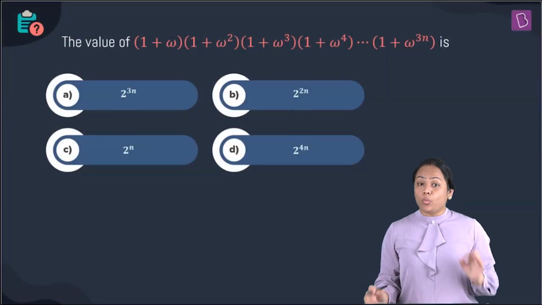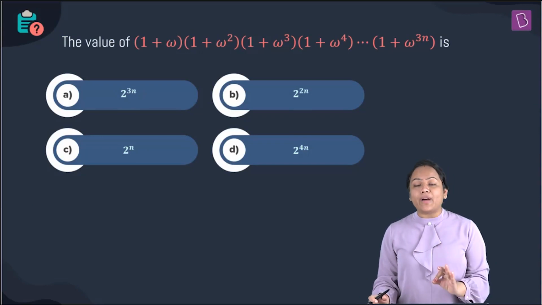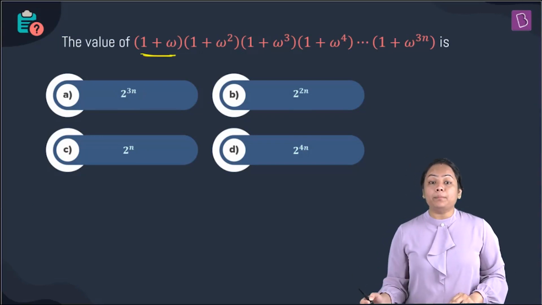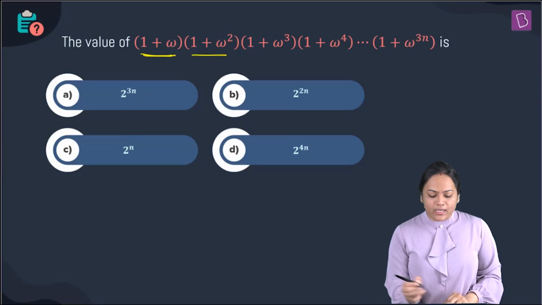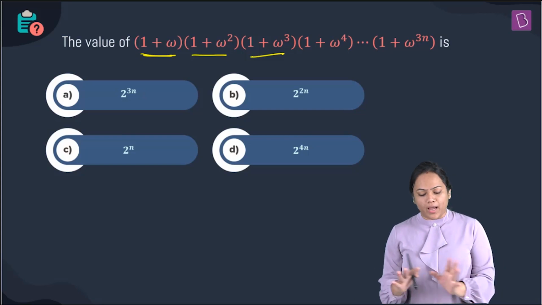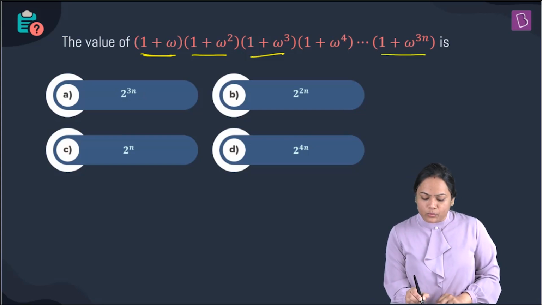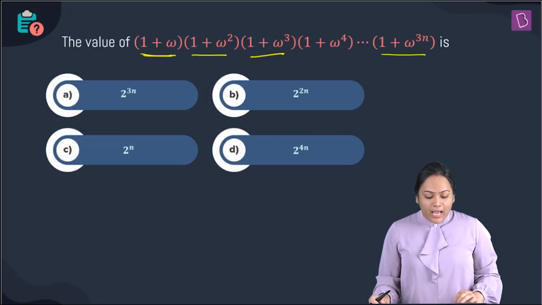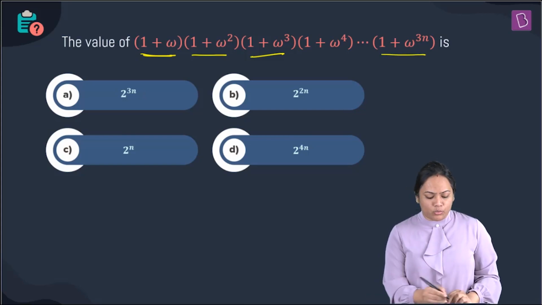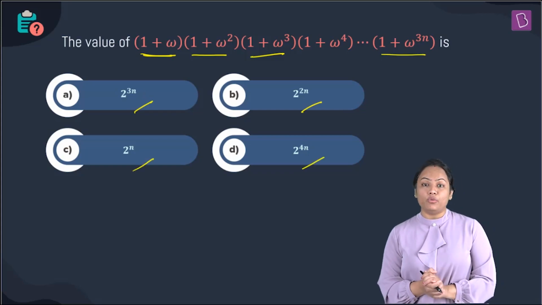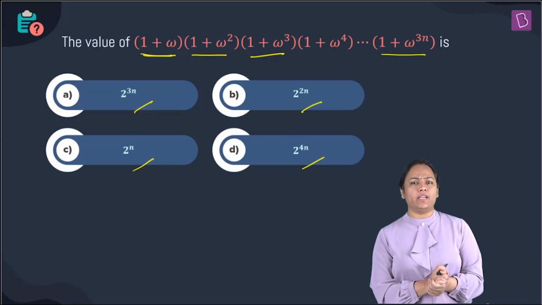In this question, you have to find the value of the entire term. The first bracket is 1 plus omega, the second one is 1 plus omega square, the third is 1 plus omega cube, and so on till the last term, that is 1 plus omega raised to 3n. They have given us some options: is it 2 raised to 3n, or 2 raised to 2n, or 2 raised to n, or 2 raised to 4n? How should I find this value, guys?